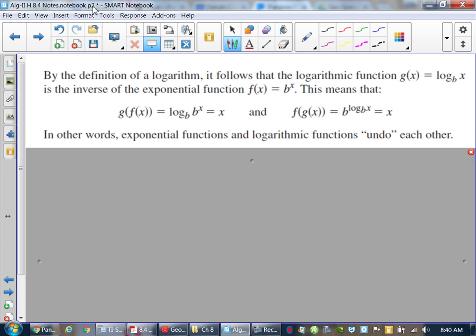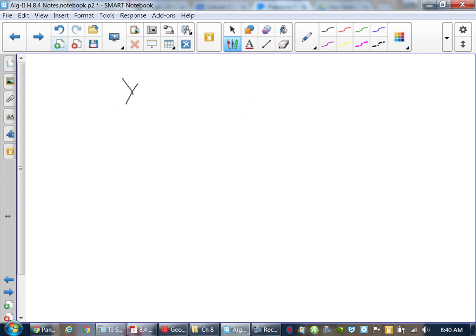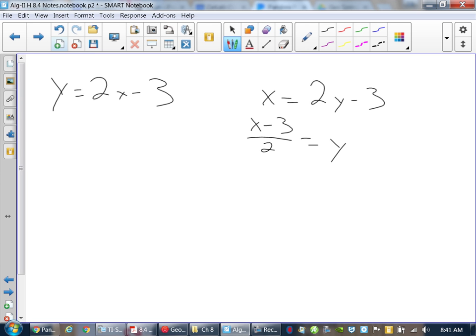With inverses in the past, when we did inverses, we did the flip-flop x and y and resolve. So you've done this basic idea before. You've done y equals 2x minus 3. And to find the inverse of that, you would have said x equals 2y minus 3, and then you would resolve. What happens here, you get x minus 3 all over 2 is y.